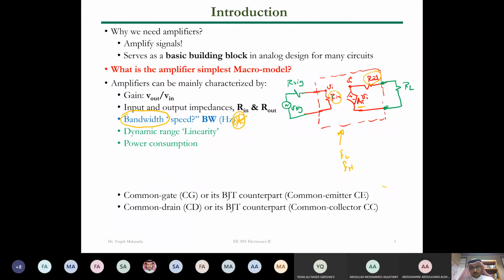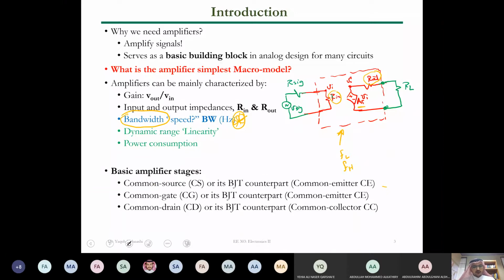Let's say we put it in words. Okay. No need to add capacitors here or there. The simple macro model that we have here is enough to quantify the 3 parameters. And then for the bandwidth, which is FL and FH, you just write it down as another feature for this amplifier. Okay?